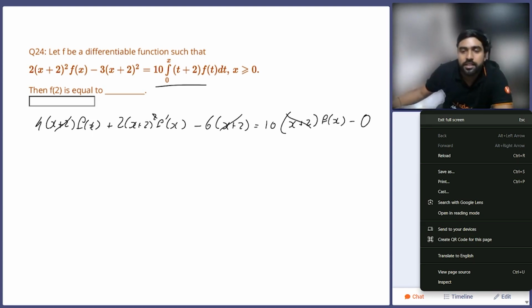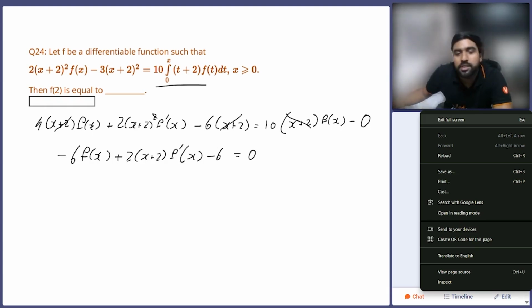I can cancel out this x plus 2, and let's shift everything over to one side. So what do I have? I have minus 6 f of x plus 2 times (x plus 2) into f dash of x minus 6 equals 0. This is the overall expression that I have. Let's put in the values here. So this is what?